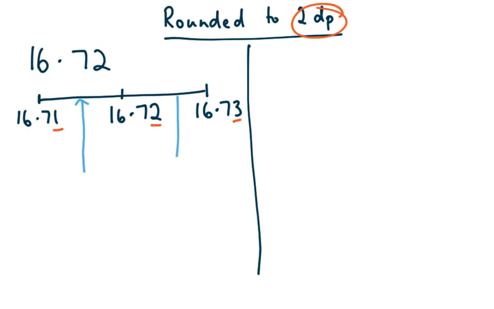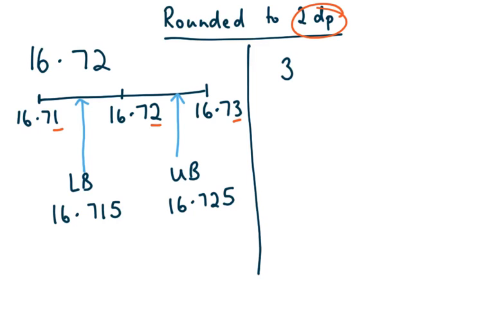What goes in the middle? Your lower bound, 16.715. Your upper bound, 16.725. Pause and try now if you want to. 3.67.